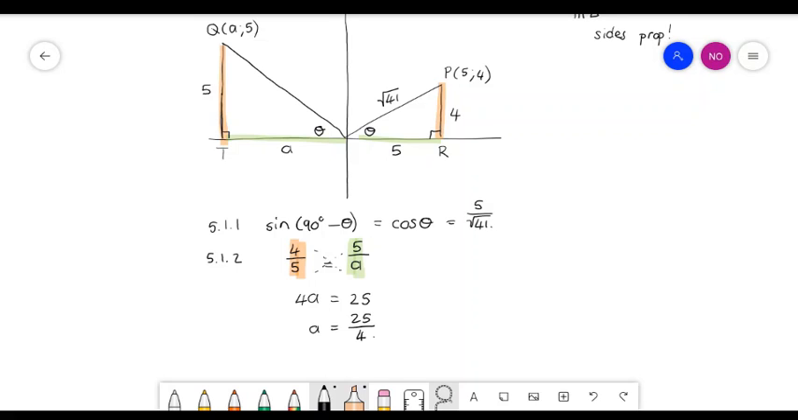But what? No, I already have the value of A. But what? Yeah. Sums of Pythagoras. Sums straight down Pythagoras.